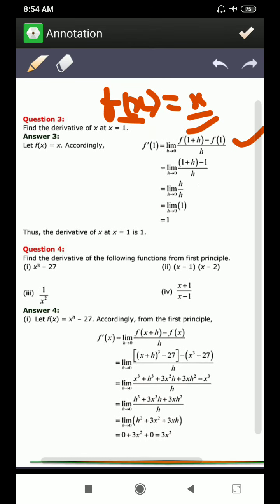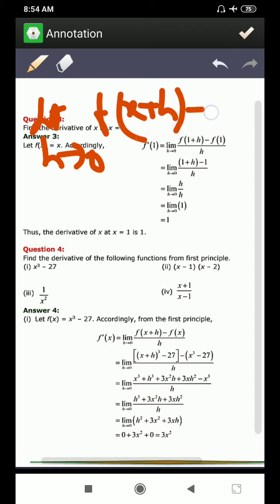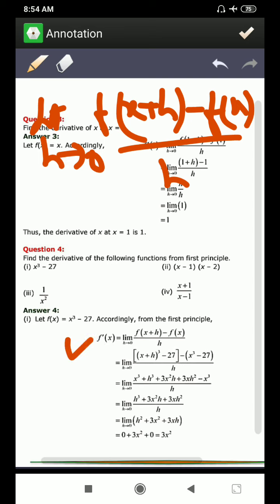Find the derivative of the following functions from first principle. Now you have to find the general derivative of all these functions using first principle. So the formula for the derivative using first principle is f dash x is limit h tends to 0, f of x plus h minus f of x divided by h. This is the formula. So x cube minus 27 you have to calculate. First of all, we have mentioned the formula that f dash x is equal to limit h tends to 0, f of x plus h minus f of x divided by h.